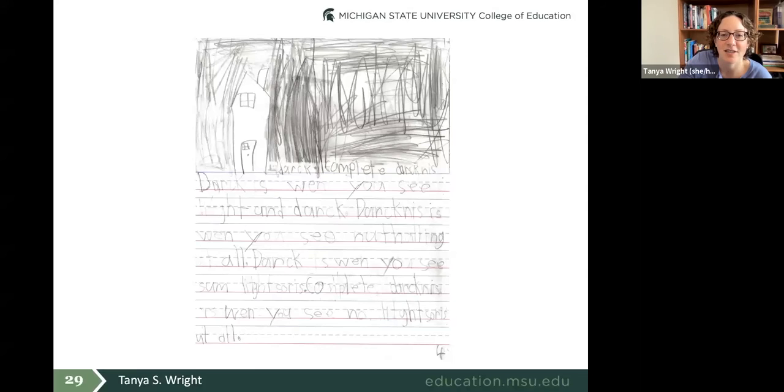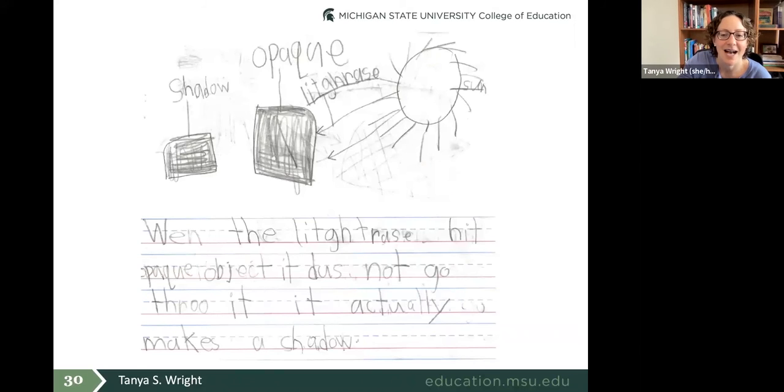So it's this differentiation between it just being dark, like in your room at night, where maybe you could still see a little bit because something's coming in the window, and complete darkness. When the light rays hit opaque objects, it doesn't go through. It actually makes a shadow. And there we see a nice model of the light source hitting the opaque object and making the shadow. So this is part of a child's informational text that they write at the end of the unit.